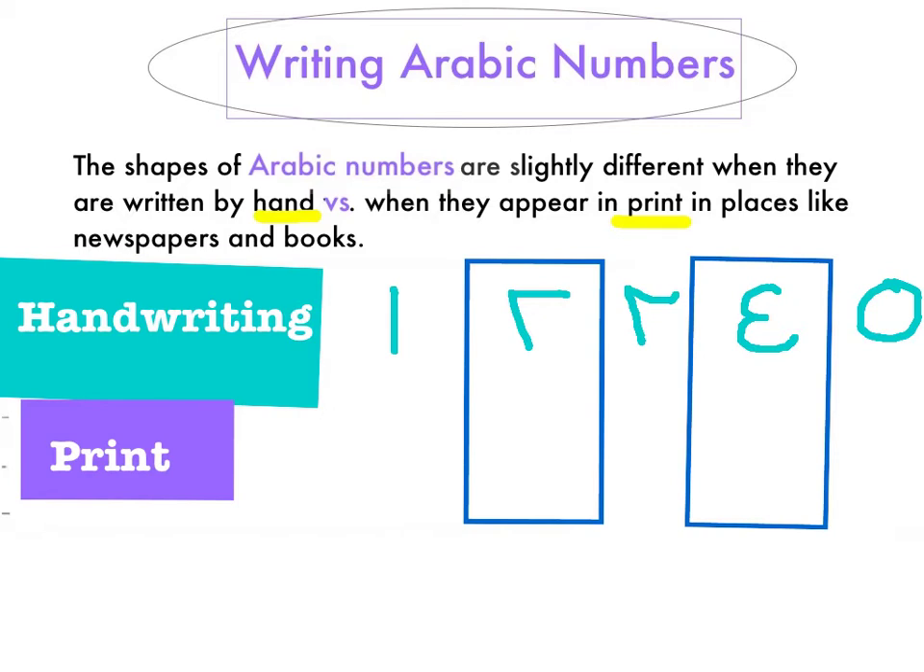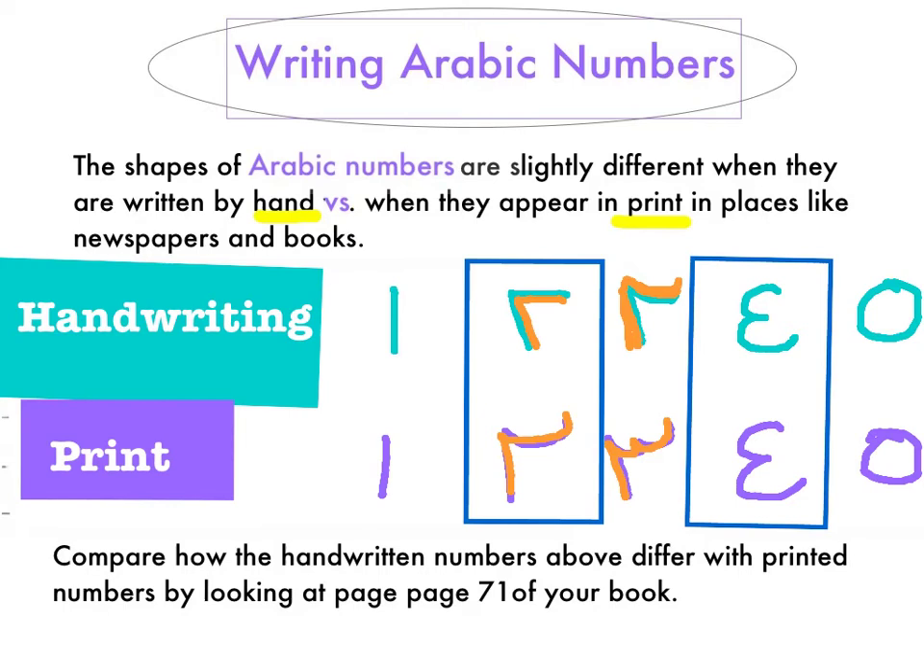And now in print, 1 is the same. 2 is slightly different. It has a tooth instead of a straight line. Here a straight line, and here's the tooth. Number 3 in print has 2 teeth. In handwriting, it has only 1 tooth. 4 is the same, and 5 is the same too. To compare the numbers from 6 to 10 in handwriting and print, go to page 71 of your book.